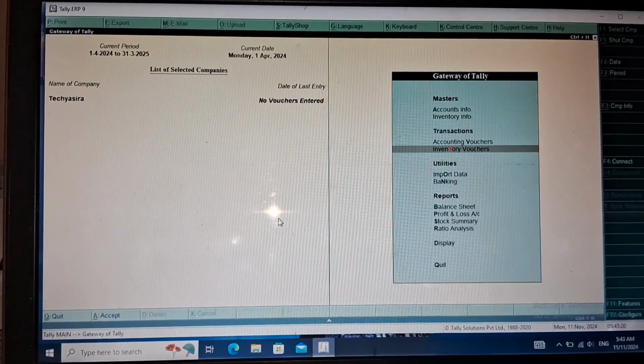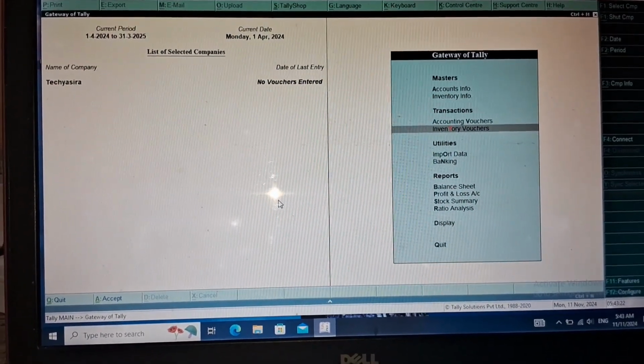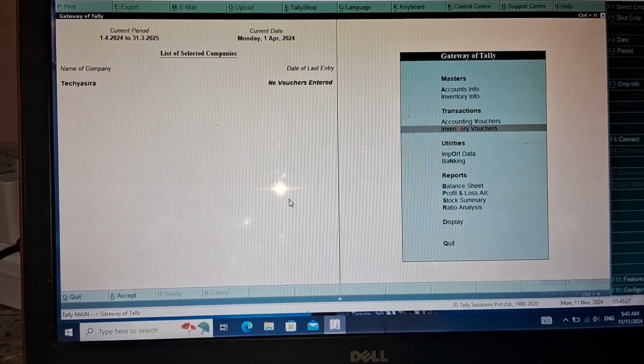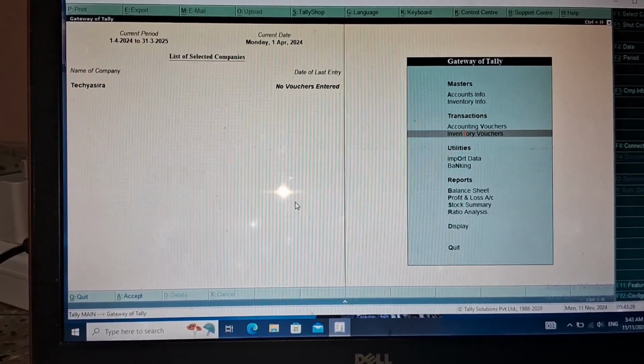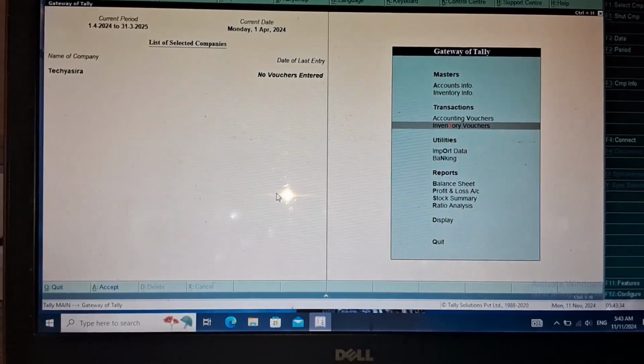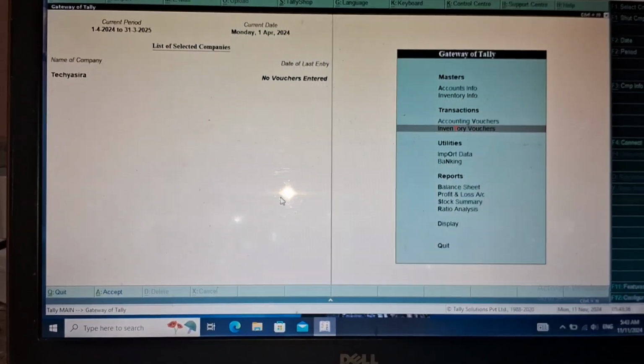Again, let me tell you. An inventory transaction means the act of transferring ownership of inventory from a business to a customer. Very simple. From a business to a customer.